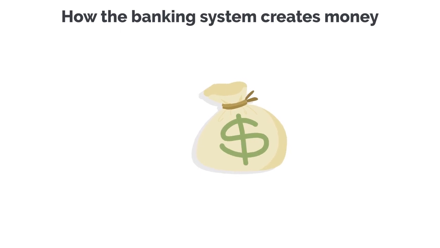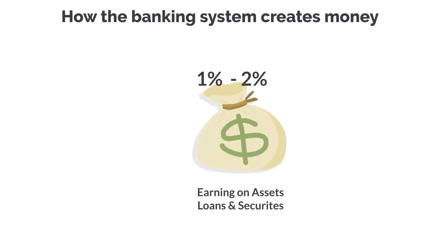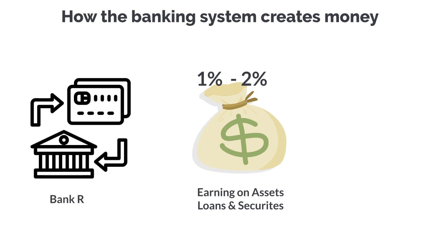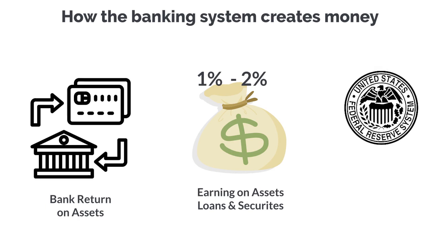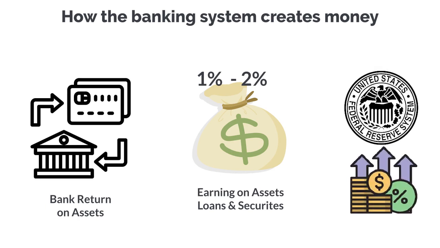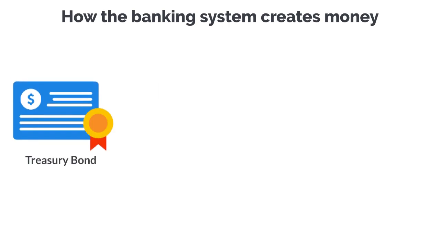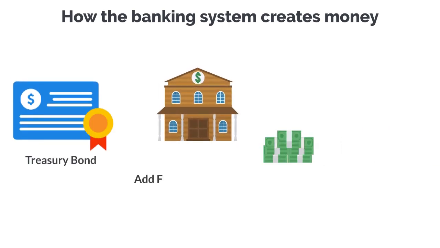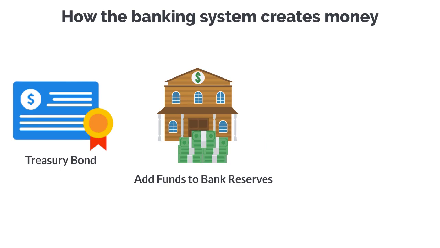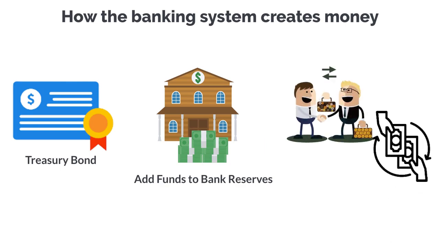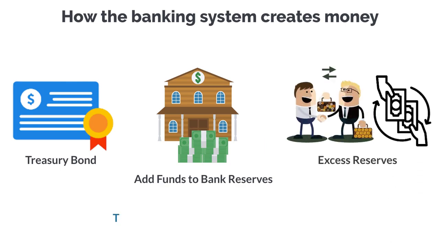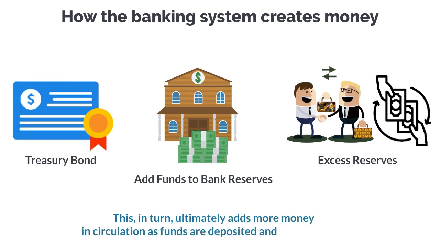Banks earn on average between 1 and 2% of their assets, loans, and securities. This is commonly referred to as a bank's return on assets. The Federal Reserve creates money by changing the target Fed funds rate with the goal of affecting other interest rates, or it may buy Treasury securities on the open market to add funds to the bank reserves. Banks create money by lending excess reserves to consumers and businesses. This in turn ultimately adds more money in circulation as funds are deposited and loaned again.